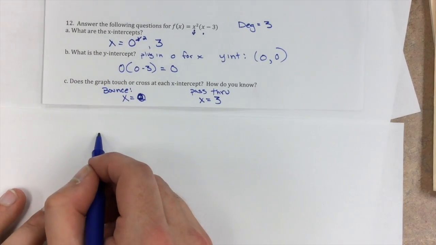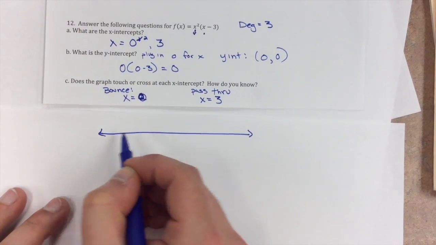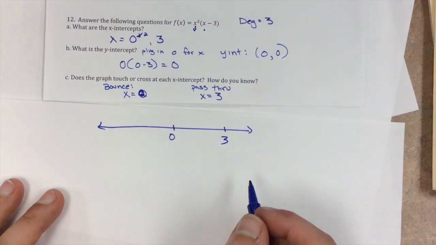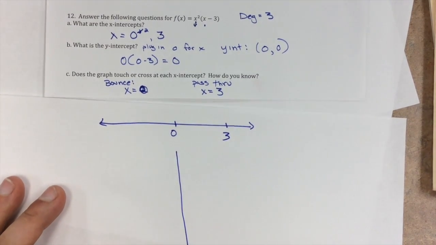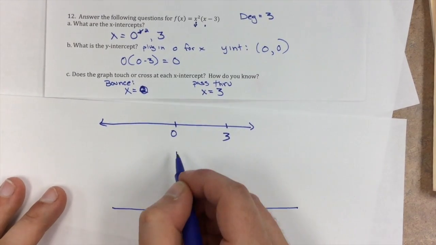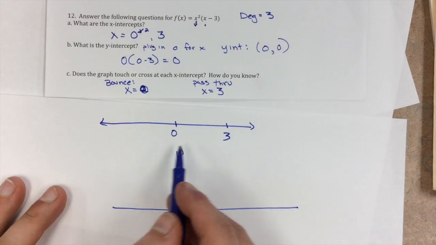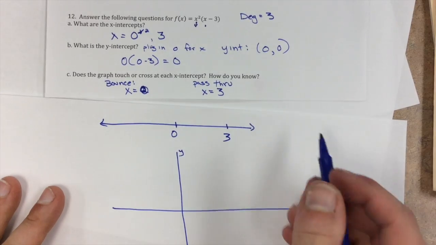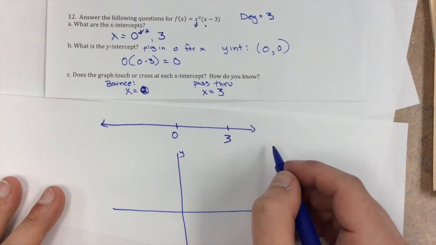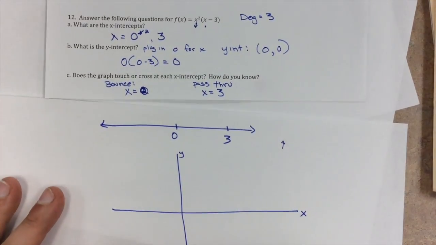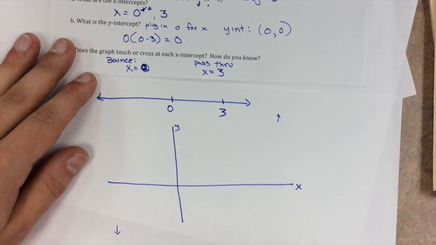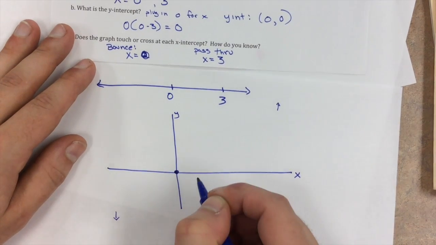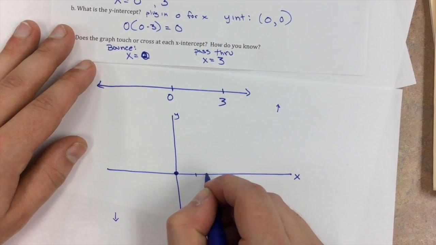Same thing we did before, I'm going to create a sign chart, but this time I'm only going to have 2 numbers. I'm going to have 0 and I'm going to have 3. And likewise, I'm going to draw the graph that represents this sign chart. But the sign chart's just one dimension, our graph's going to be two-dimensional. If we know it's degree 3, we know that the end behavior is going to be in the first and the third quadrant. And we know our zeros are x equals 0 and x equals 3.